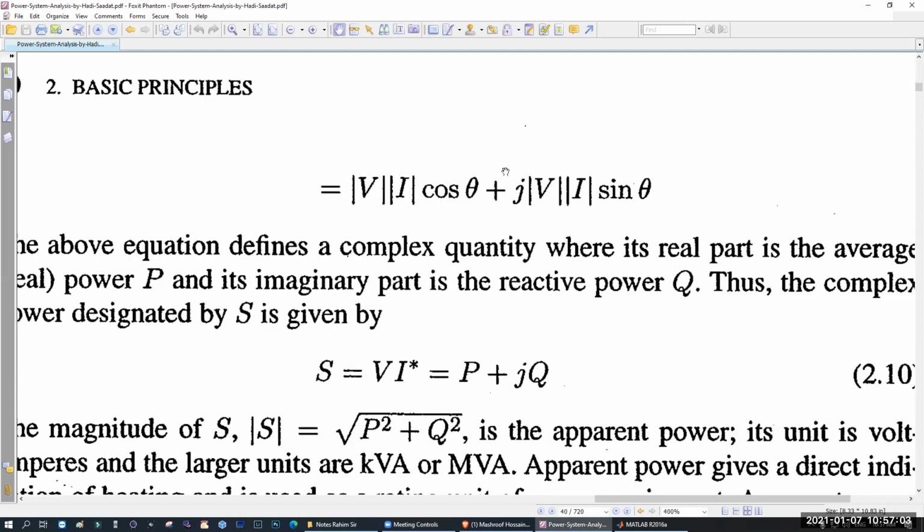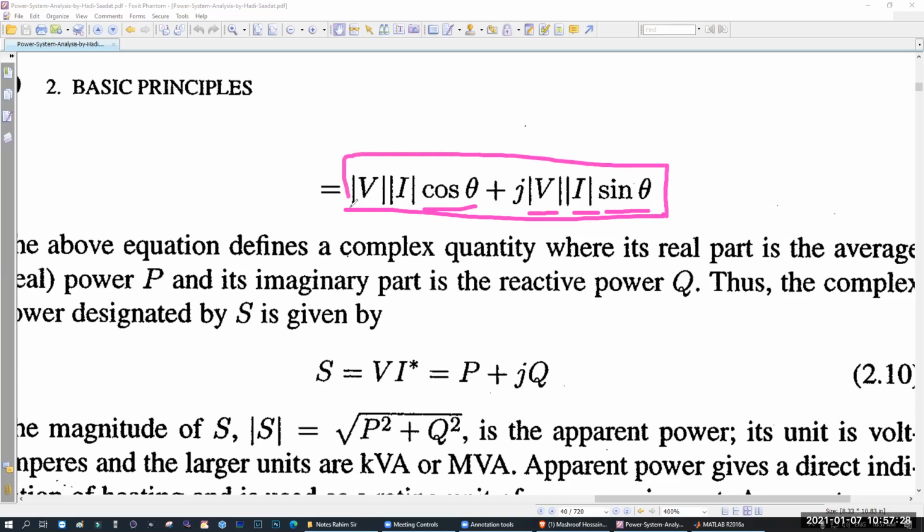Now, if we further simplify this, this will be called VI cos theta plus j VI sin theta, right? Because any complex number can be written like this. So VI cos theta plus j VI sin theta. Understood? Do you know how this thing has come?